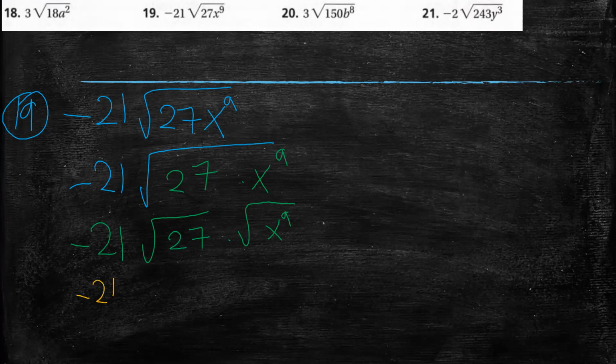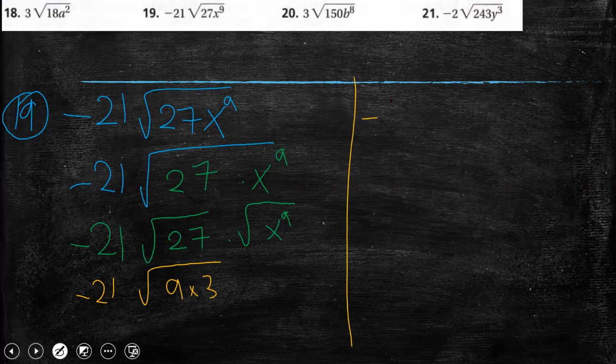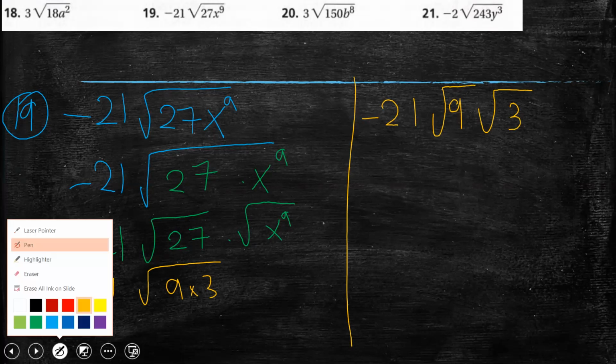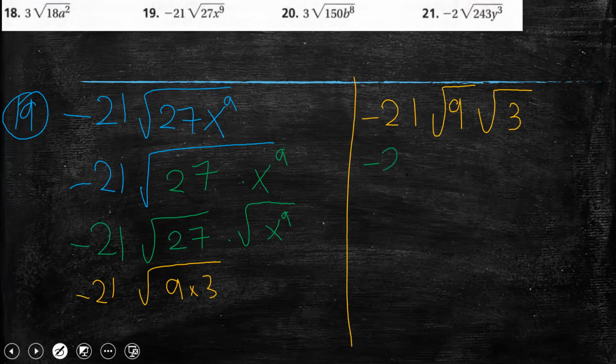Then now, look at number 27. Give me a perfect square that if you multiply it by any other prime number, you get 27. 9 and 3, exactly. Then let's now, here we said negative 21. I have to continue here, okay? Times. Let's now distribute it. 9 and 3. 9 is here and 3 is here. Then, what is the square root of 9? 3. And square root of 3? Nothing. Leave it as square root of 3. Okay, then let's come back to the variable now.